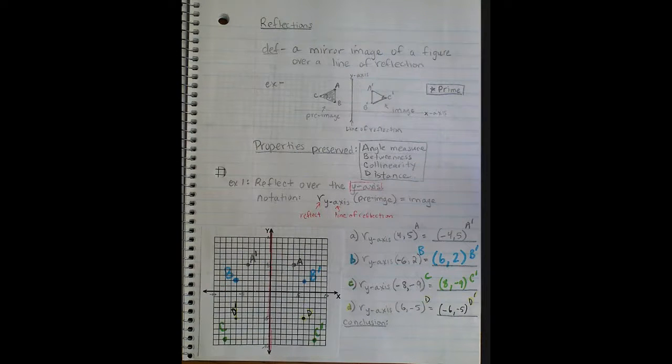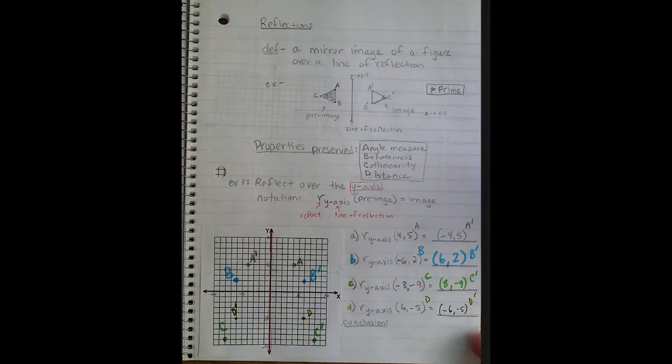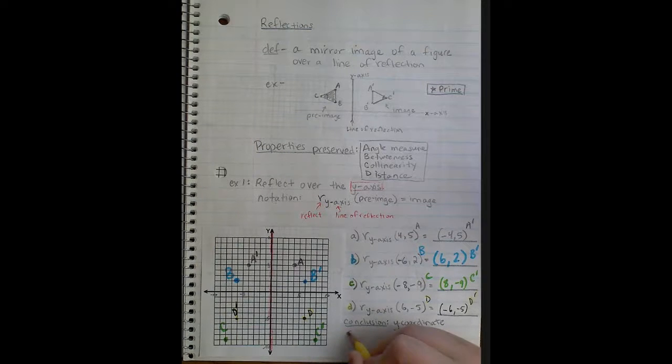Hopefully some of you guys have started to notice some type of a pattern. So whenever we reflect over the y-axis, we're either reflecting over to the left or to the right because our line of reflection is vertical. Now if we look carefully at our coordinates, you'll notice that the y coordinates for all of these reflections remain the same. So that's our first conclusion. Y coordinate stays the same.